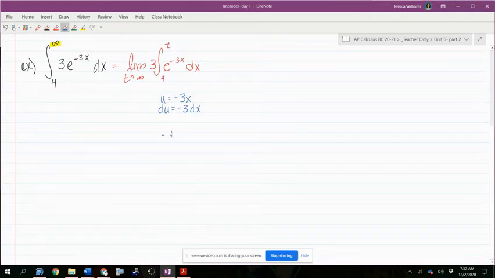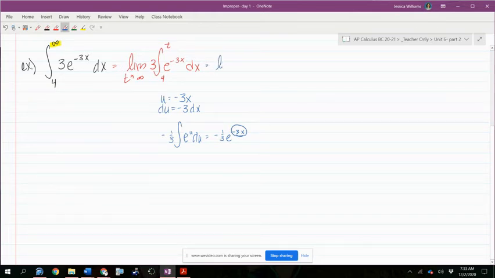We're going to have a negative 1/3, an integral of e to the u. So this is just, very quickly, negative 1/3 e to the negative 3x. So if you can do that in your head, I encourage you to. All you've done is undo this chain rule. You had a negative 3x that you had to undo its derivative of.